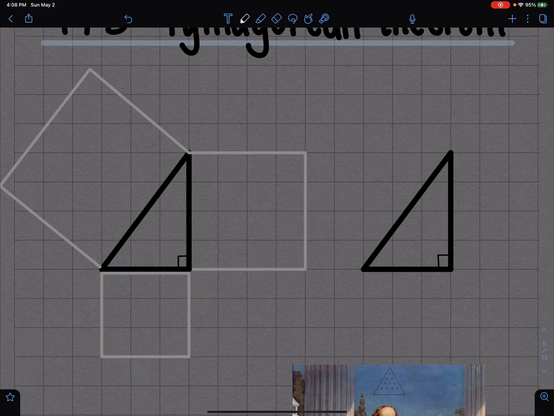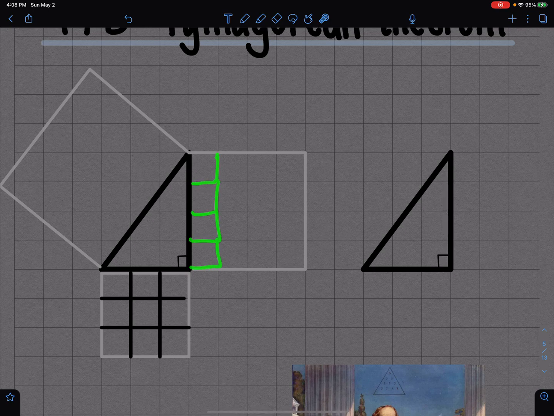And I do want you to notice this little grid system inside the square, because we're going to be looking at the square units of these squares, right? And this one right here is another leg of that right triangle, and it's 4 of these segments long. So if we make a square, it's 4 across, 4 tall, 16 square centimeters, right?